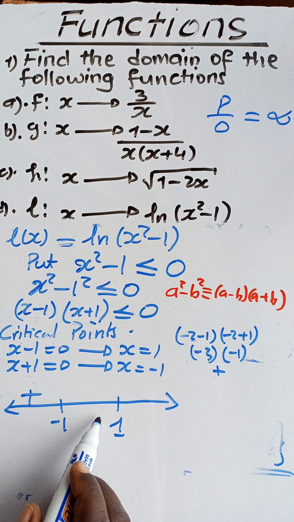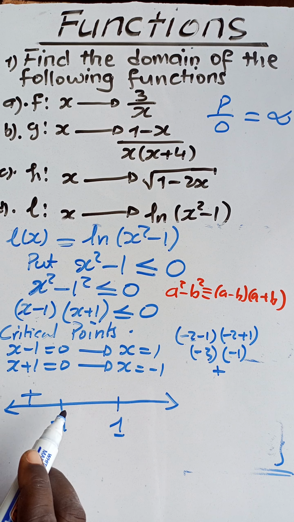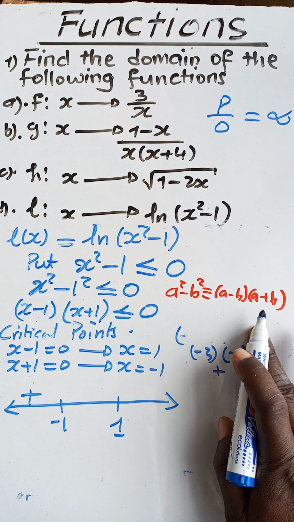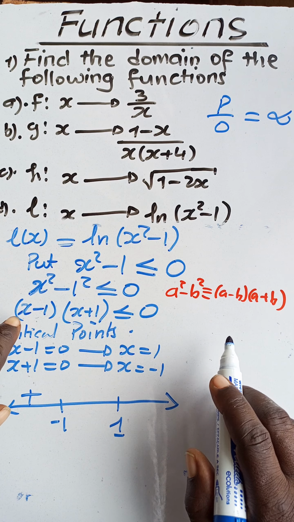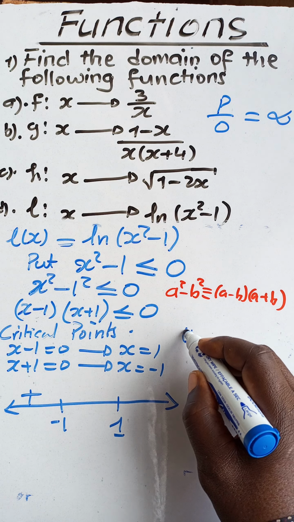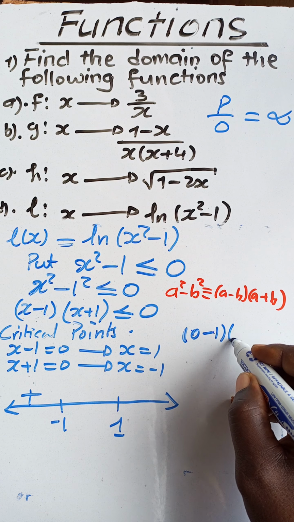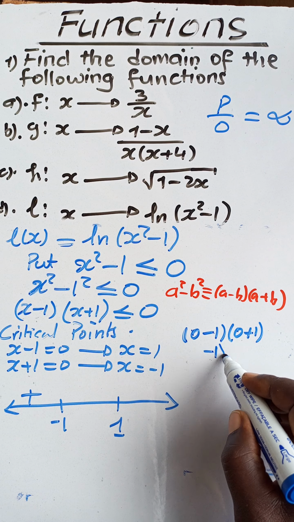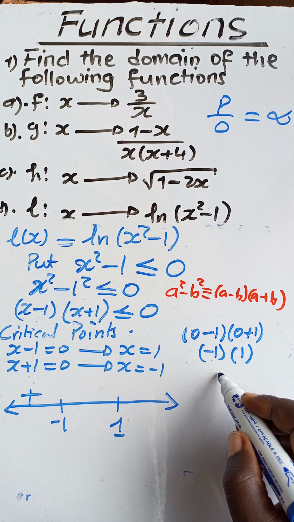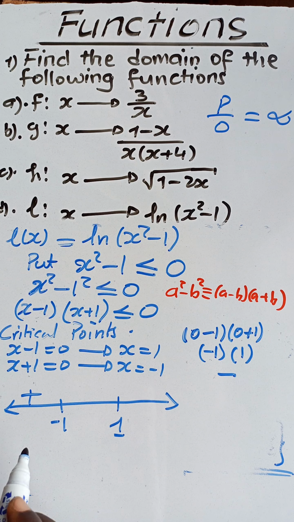Now let's take a value in this other zone. A good value here could be 0. All right, and we carry out the same analysis. So we put x to be 0. We're going to have 0 minus 1 into 0 plus 1. This is negative 1 into positive 1, so our answer is negative. So this zone is negative.